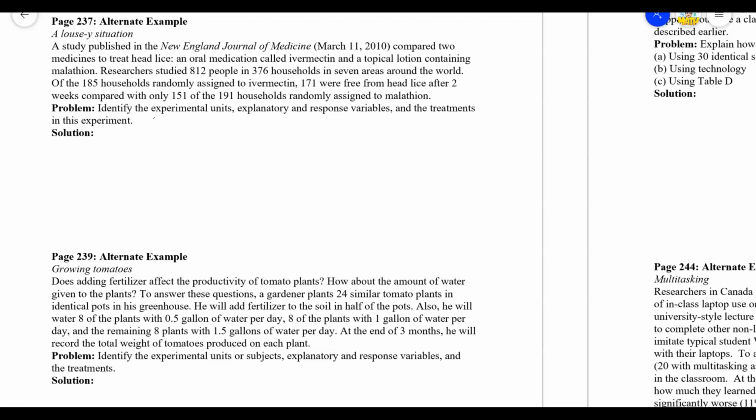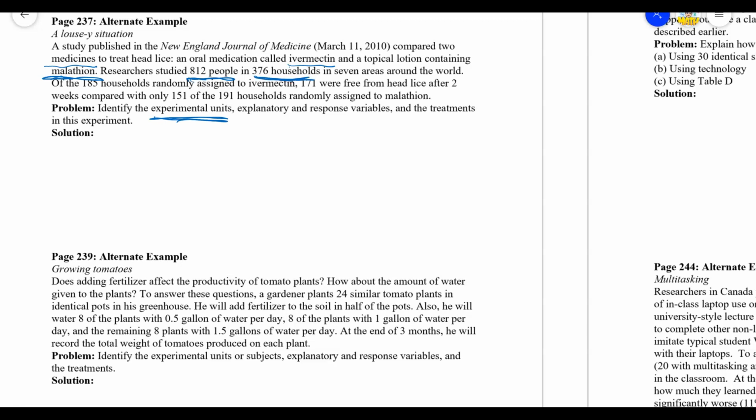Now, I want to talk about experimental units a little bit here, because a lot of times I'll have people read this and we'll look at what's happened here. They want to study two medicines to treat head lice, right? One medicine is an oral medication, ivermectin, and the other is a topical lotion containing malathion. Okay, so we've got the ivermectin, which is like a pill, and then this lotion, malathion, both to treat head lice. They studied 812 people in 376 households.